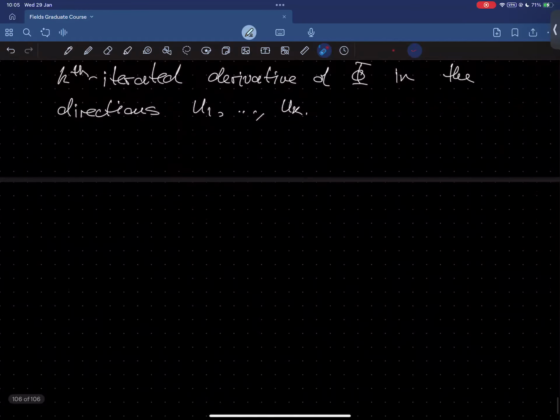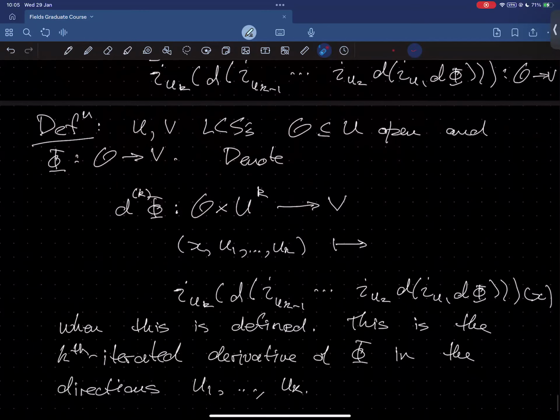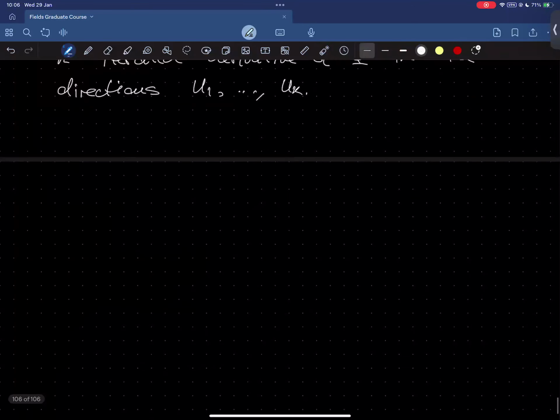What you'd like to be true is that this phi is of class CK precisely when this thing exists, so when all of these constructions make sense, and then this mapping is continuous. That is in fact true, so I'll state that as a proposition.